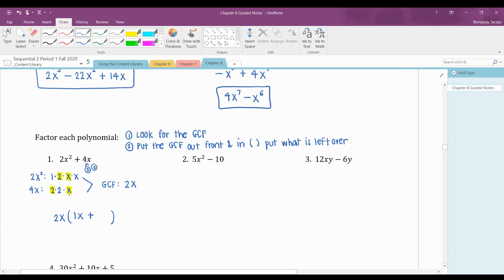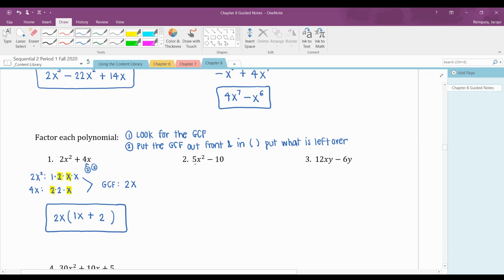If I look at the bottom row, there's only one thing that isn't highlighted, that 2. So that missing 2 needs to go back into the parentheses. And this would be my answer. And if you want, you can verify that you did this correctly by noticing that there's nothing in common in parentheses between a 1x and a 2. And if I was to distribute that 2x, we should get back to what our original problem was.